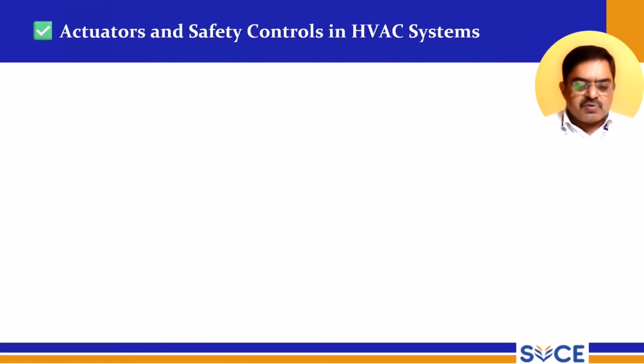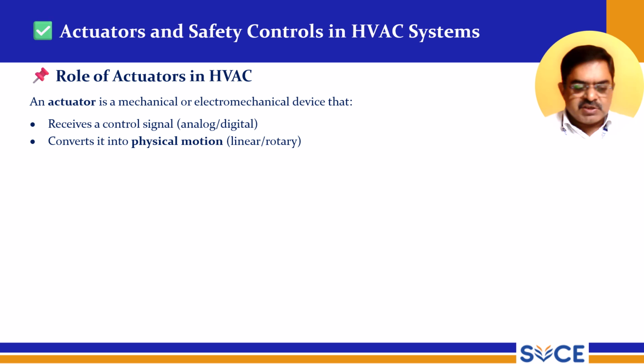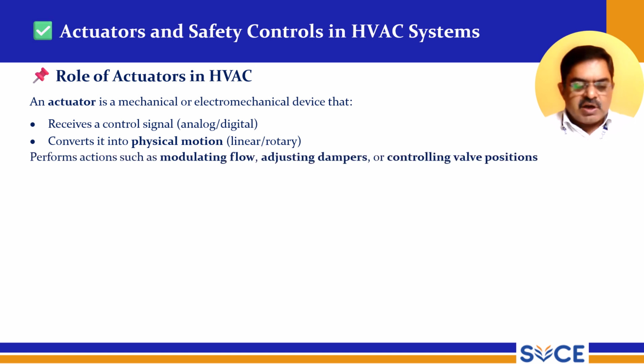Actuators and safety controls in HVAC system. This is the last topic in the last unit. The role of actuators in HVAC system: an actuator is a mechanical or electromechanical device that receives a control signal, which can be in analog or digital form, and converts it into physical motion. It may be linear motion or rotary motion, and performs actions such as modulating flow, adjusting dampers, or controlling valve positions.